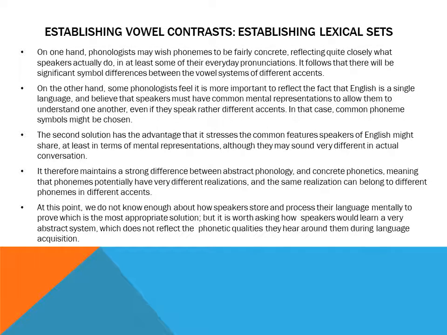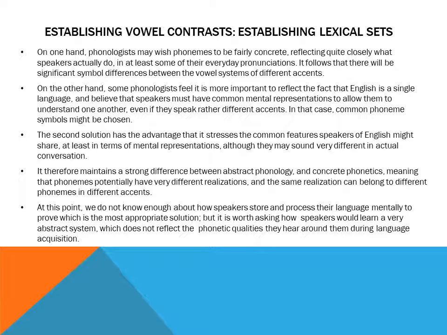On one hand, phonologists may wish phonemes to be fairly concrete, reflecting quite closely what speakers actually do, in at least some of their everyday pronunciations. It follows that there will be significant symbol differences between the vowel systems of different accents. But on the other hand, some phonologists feel it's more important to reflect the fact that English is a single language, and believe that speakers must have common mental representations to allow them to understand one another, even if they speak rather different accents. Well, in that case, common phoneme symbols might be chosen.